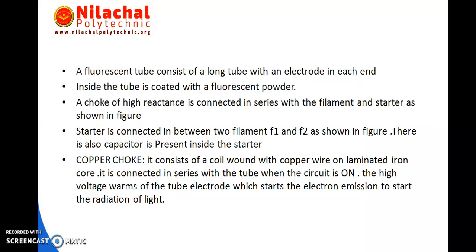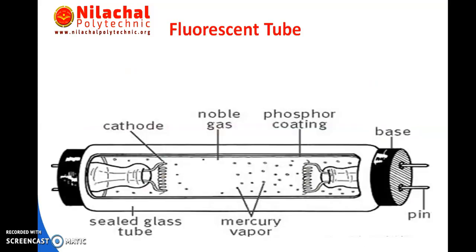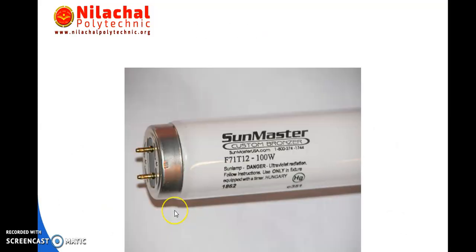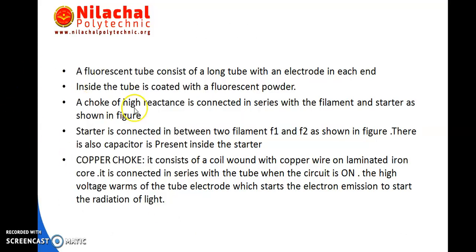So a fluorescent tube consists of a long tube with an electrode at each end. Inside, the tube is coated with a fluorescent powder. You can see here it is coated with a fluorescent powder. Okay, and a choke of high reactance is connected in series with the filament and a starter, as shown in the figure. So the choke is a high reactance connected in series with the filament.